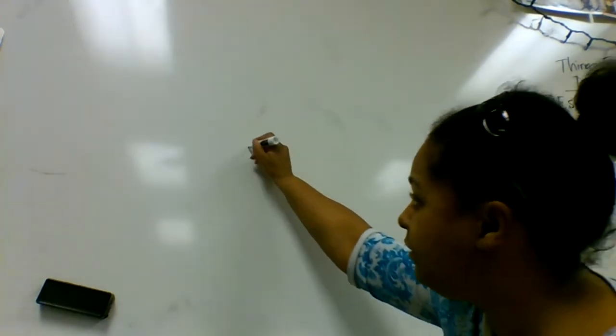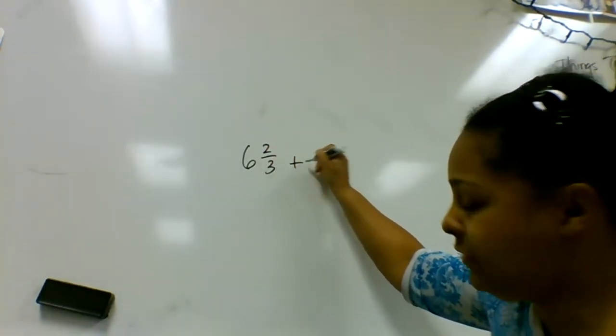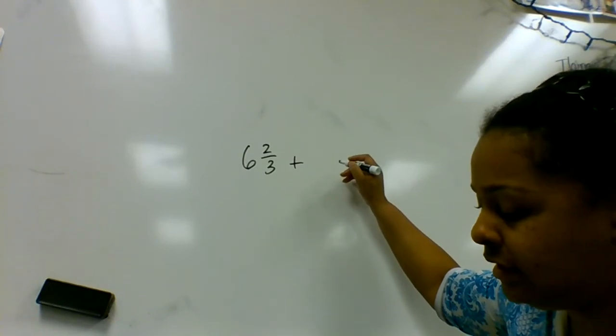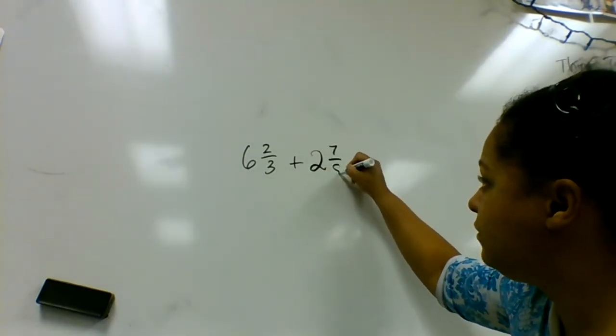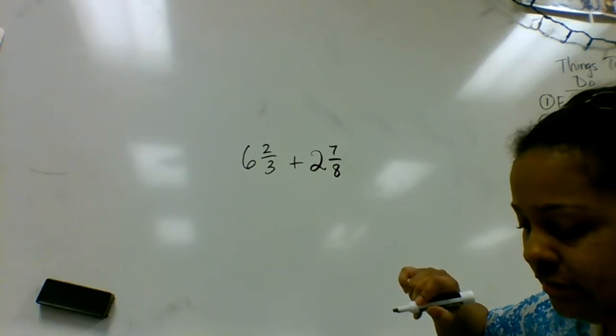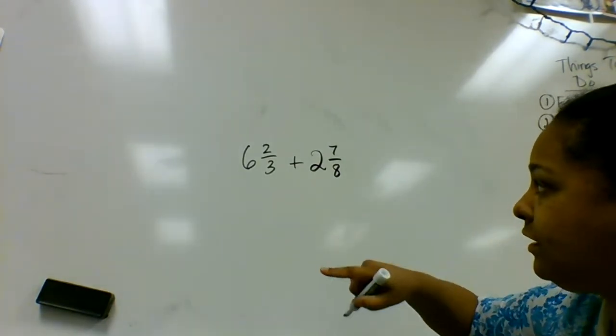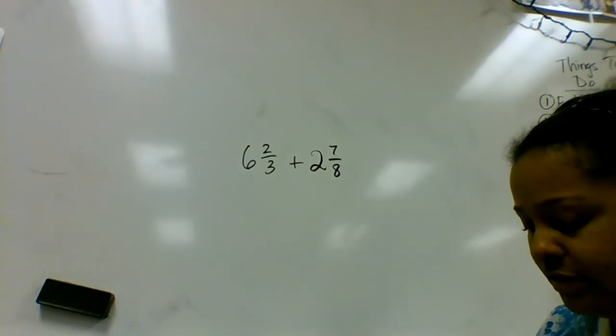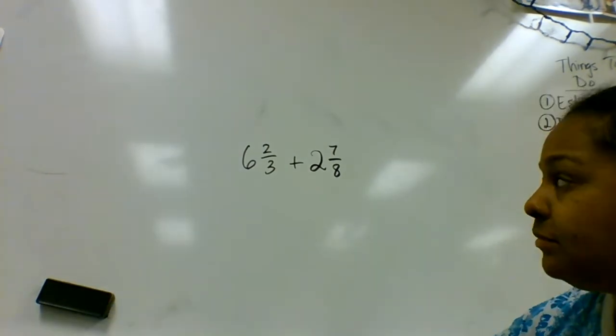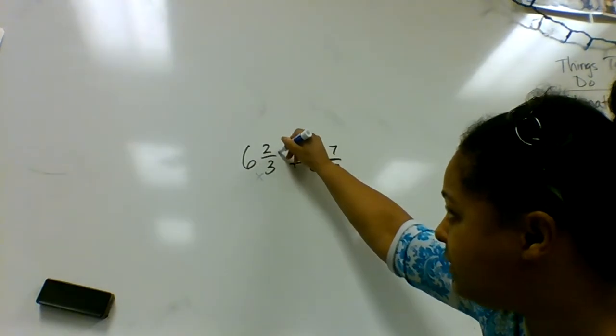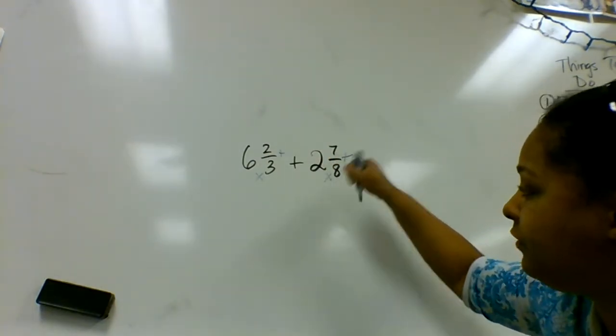Basically, you can just convert the mixed number to an improper fraction and then do your steps. So here's an example: 6 2/3 plus 2 7/8. Okay, and to add these, one thing that you can do is convert the mixed number into an improper fraction. So again, I'm going to put these symbols here to remind me of what to do.